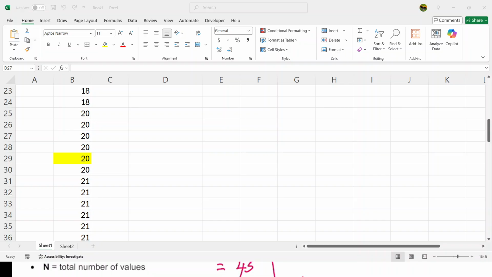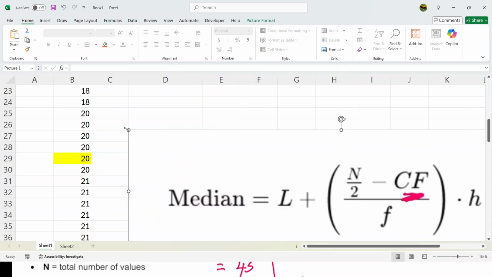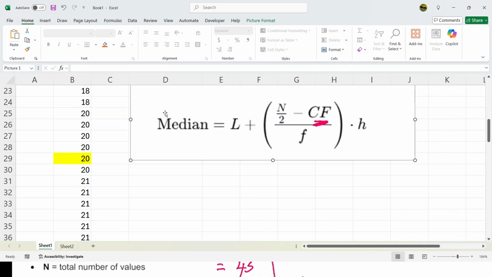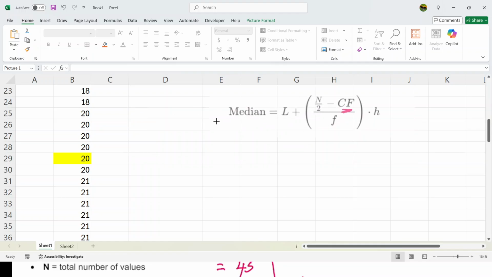Here is the formula. Okay, here it is. Let me reduce the size. I will take you slowly. If I'm too slow, then I can move faster.